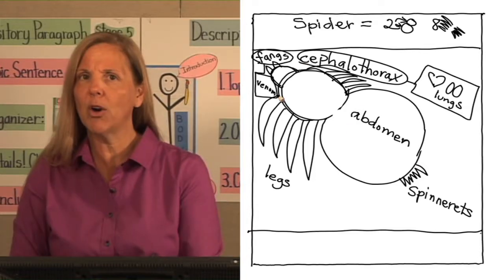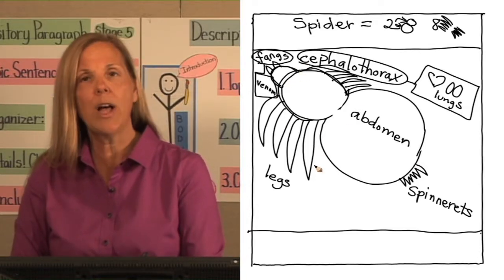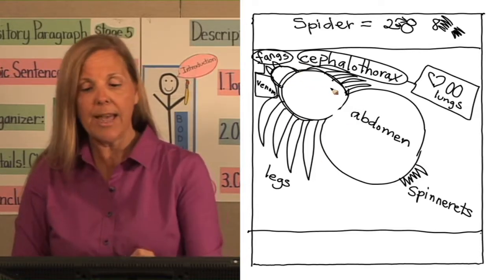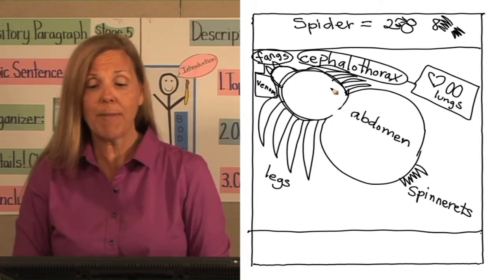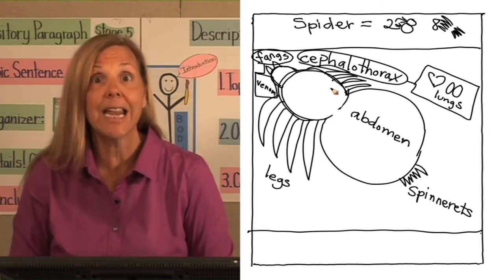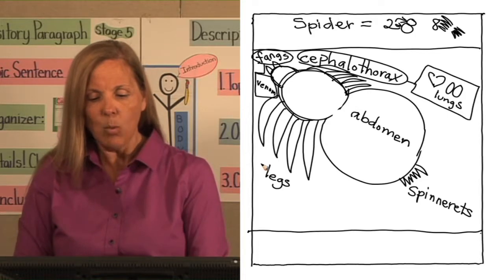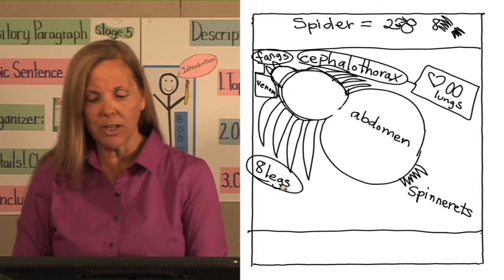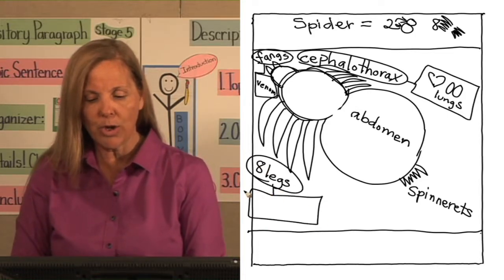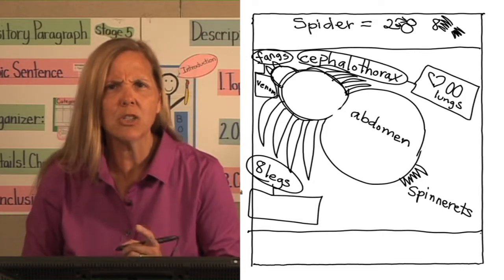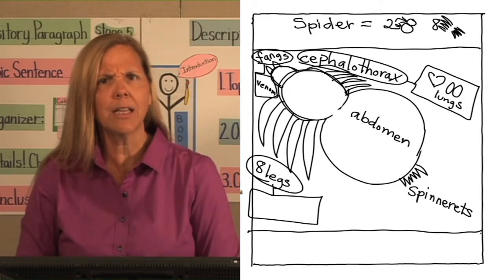I can't leave this part of the body because I still have one other body part that is sticking out from that cephalothorax, and that's the 8 legs. Boys and girls, we have 8 legs on that spider. Let's circle 8 legs and put our drop box. What's the function? What's the job of those 8 legs?